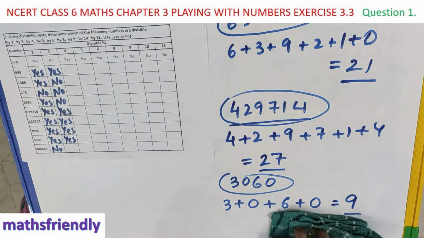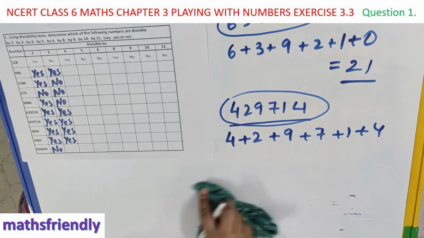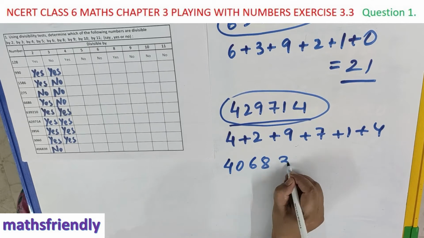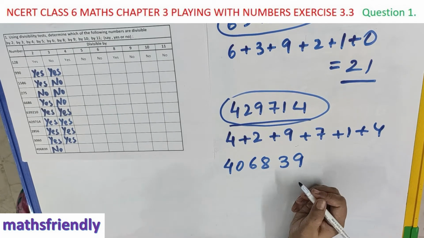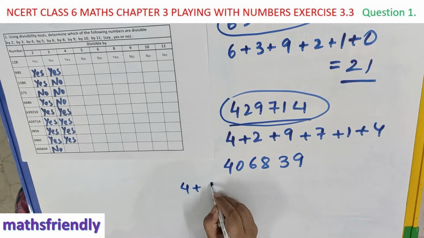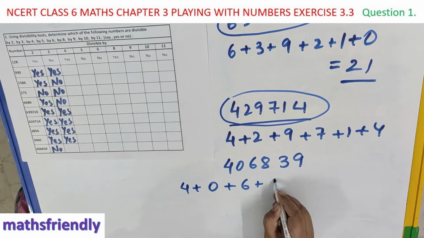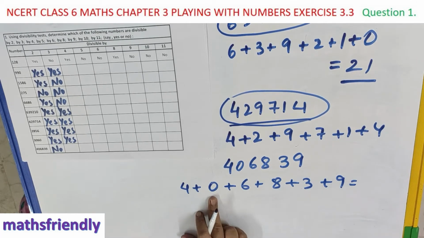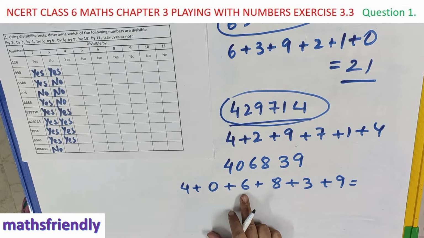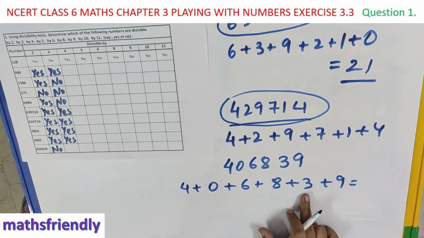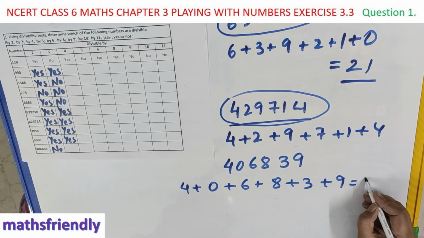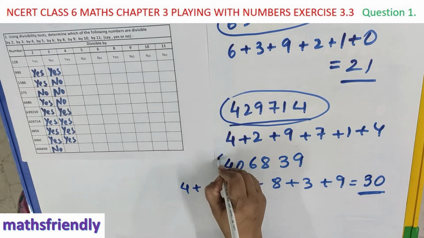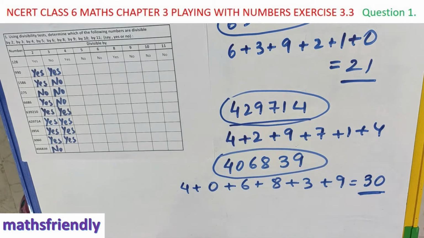Okay. Now let us come to the last one. What is that? That is 406839. We have to add the digits of this number. 4 plus 0 plus 6 plus 8 plus 3 plus 9. What is the sum? 4 plus 0 is 4. 4 plus 6 is 10. 10 plus 8 is 18. 18 plus 3 is 21. And 21 plus 9 is 30. 30 is divisible by 3. Yes, 30 is divisible by 3. It means this large number is also divisible by 3.